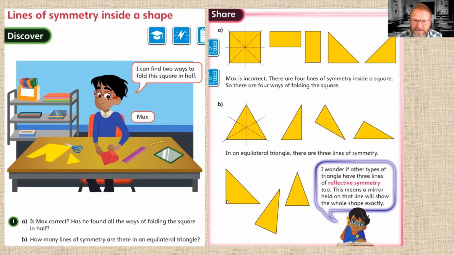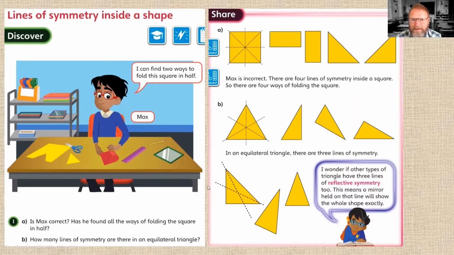Well, this is an isosceles triangle. It's got 2 sides the same length and 1 side longer. Is that a line of symmetry? No, it isn't. If we fold that across, you can see this side looks very different from this side. So if we folded that piece of paper over, we would end up with it sticking out here, and you would be able to see this bit of the paper sticking out at the back.